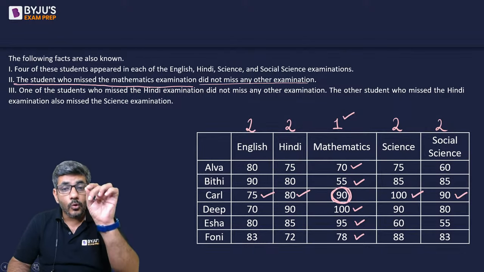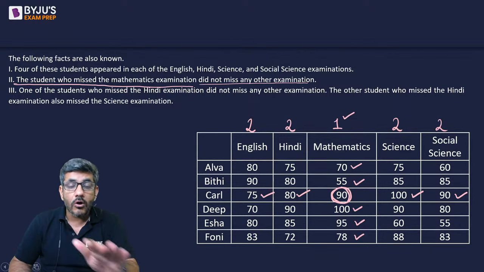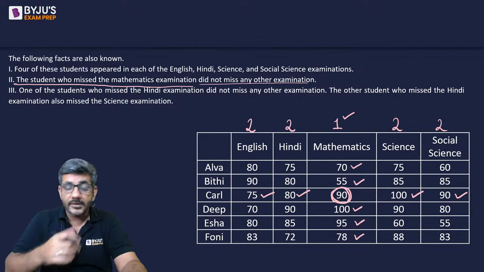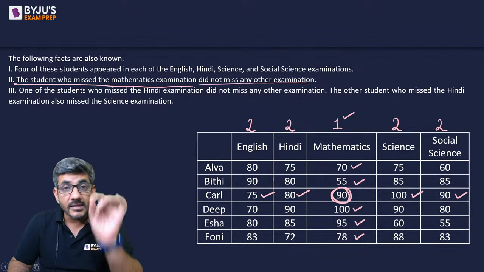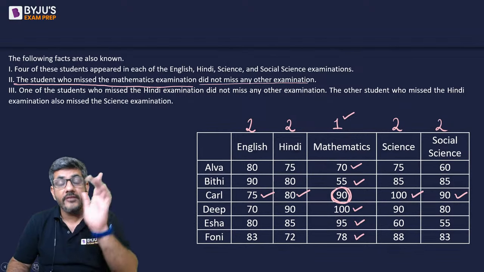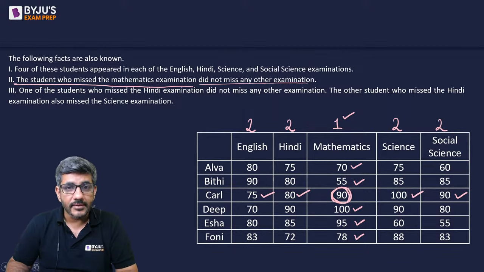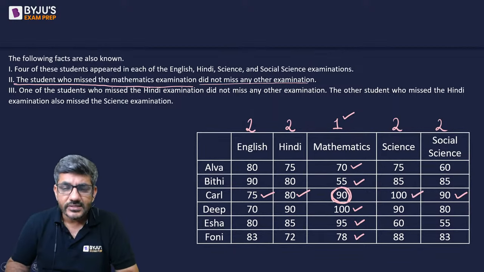Isha is the only person now who has different score in all the examinations. ध्यान से देखिए. Isha is the only person who has different score in all examinations. That means Isha must have missed only one examination. Isha must have missed only one examination. कौन सा मिस किया होगा? Can Isha miss English? Let's check.